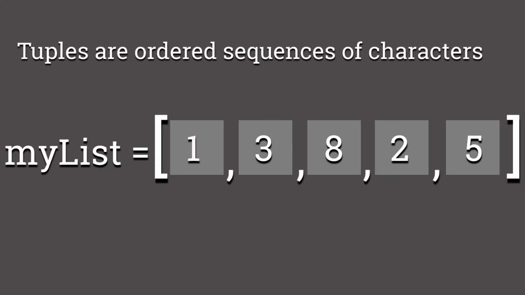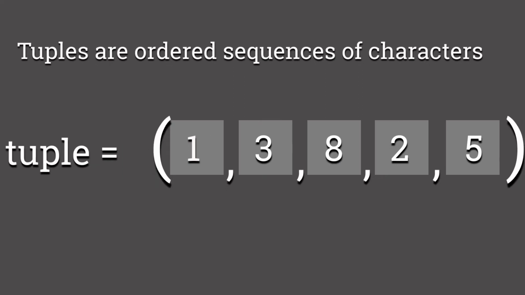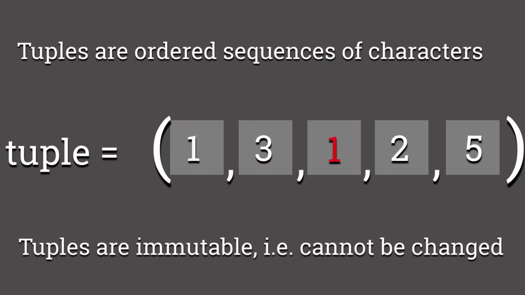Tuples are very similar to lists. They are ordered sequences of characters. And you create a tuple by typing a tuple name equals brackets and tuple members separated by commas. Tuples, in comparison with lists, cannot be changed. If you create a tuple, as in the case of strings, you cannot change it.